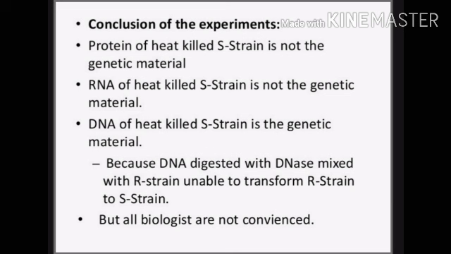So the conclusion of the experiment is that the protein of the heat-killed S strain is not the genetic material, and the RNA of the heat-killed S strain is also not a genetic material. The DNA of the heat-killed strain is the genetic material, because when DNA was digested with DNase and mixed with R strain, in that case they were unable to transform R strain to S strain. But all biologists were not convinced with this statement.